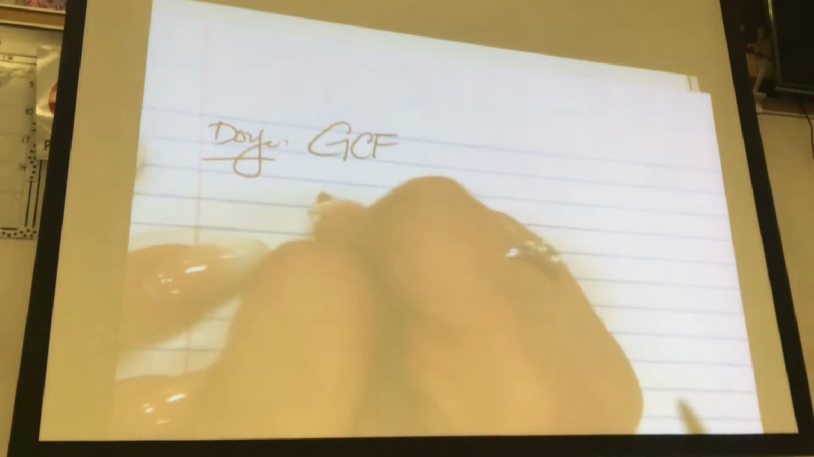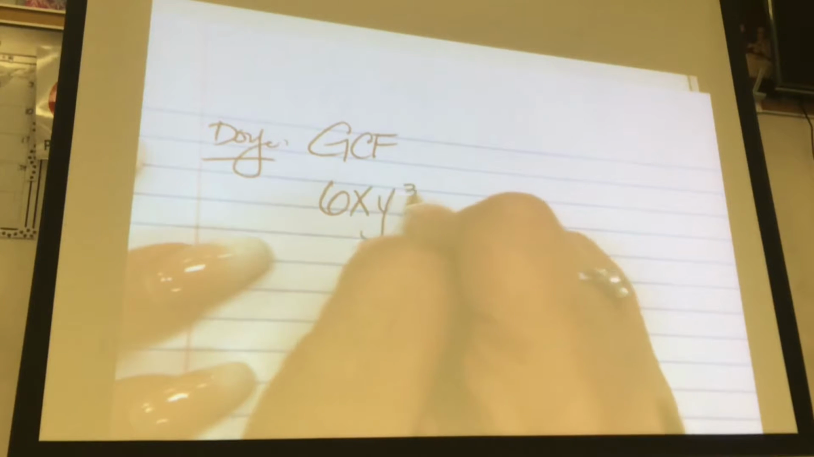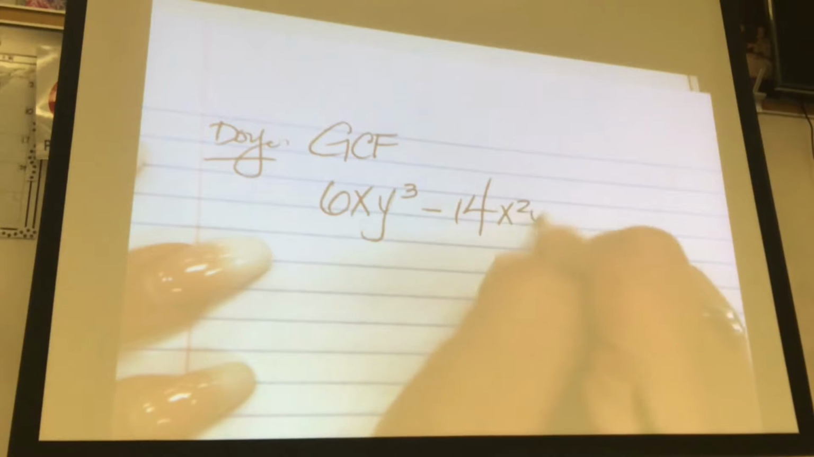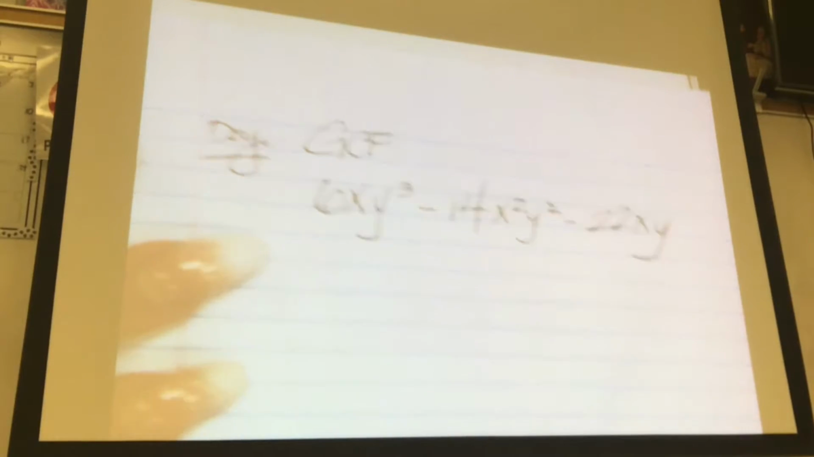All right. Here's your do-now. Try this by doing the greatest common factor. We're going to call that GCF. You always use the greatest common factor in order to simplify things. So 6xy cubed minus 14x squared y squared minus 22xy.